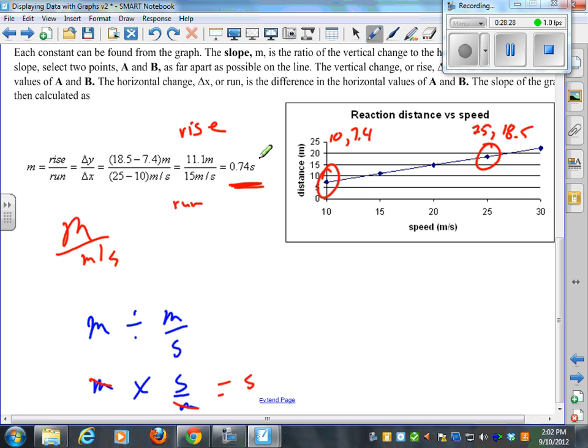Why is it a straight line? Because they have the same reaction time in every instance, right? Now, is that 100% true? Can you have exactly the same reaction time every time? No. So that line's not going to be perfectly straight. It's going to be a little bit jagged, but more or less straight.